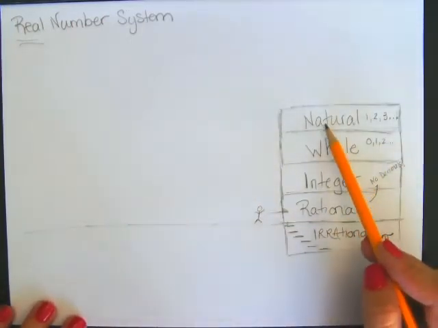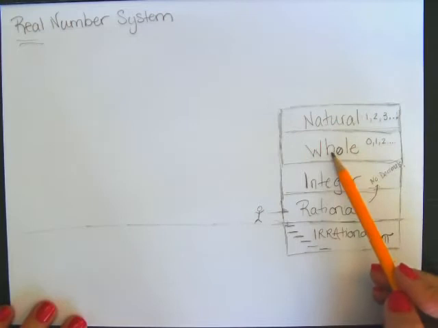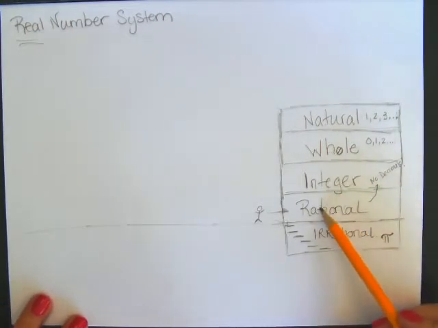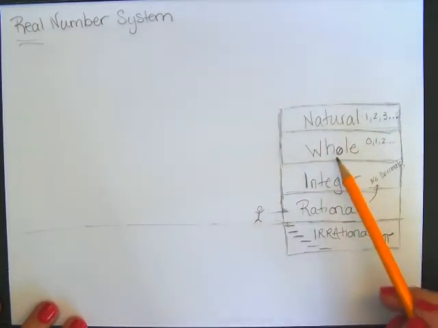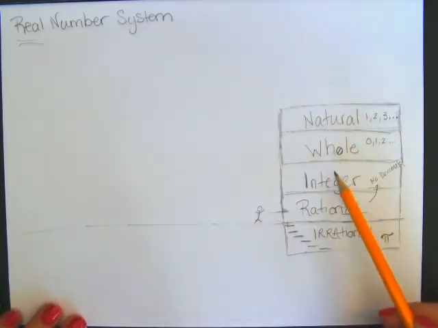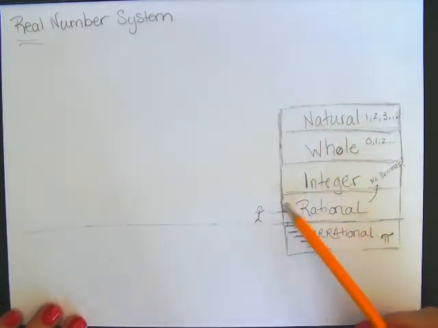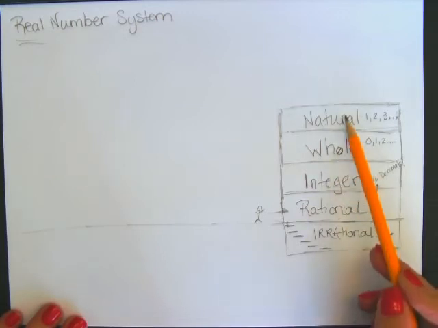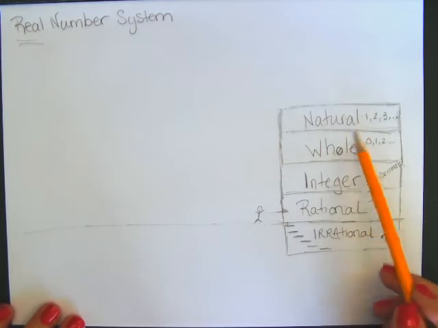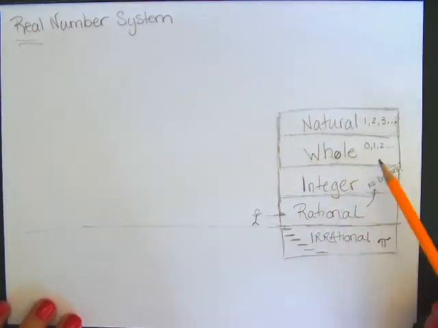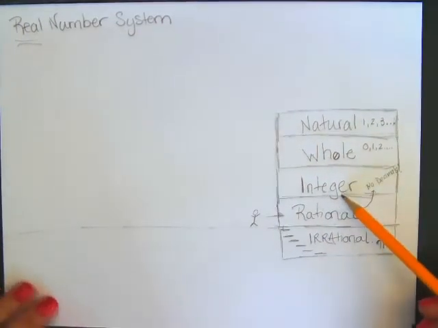So I like to write it like this to help me remember the categories: if I'm all the way up here at natural, then I must have passed through whole, integer, and rational to get there. So I am all of these if I'm natural. Now, if I'm a whole number, I am also integer and rational because I had to pass through to get there, but I'm not quite natural, at least not all of me, because I'm not good enough to get up to the natural floor.